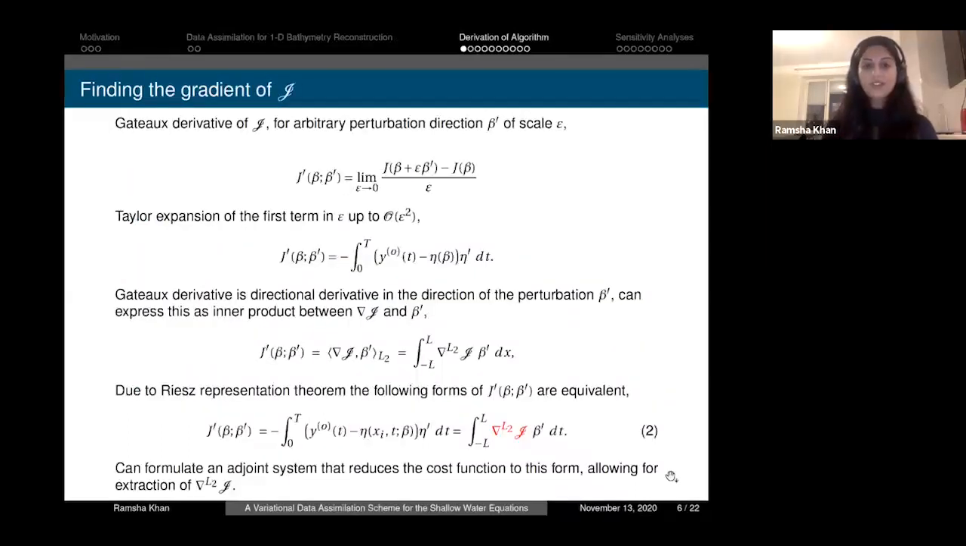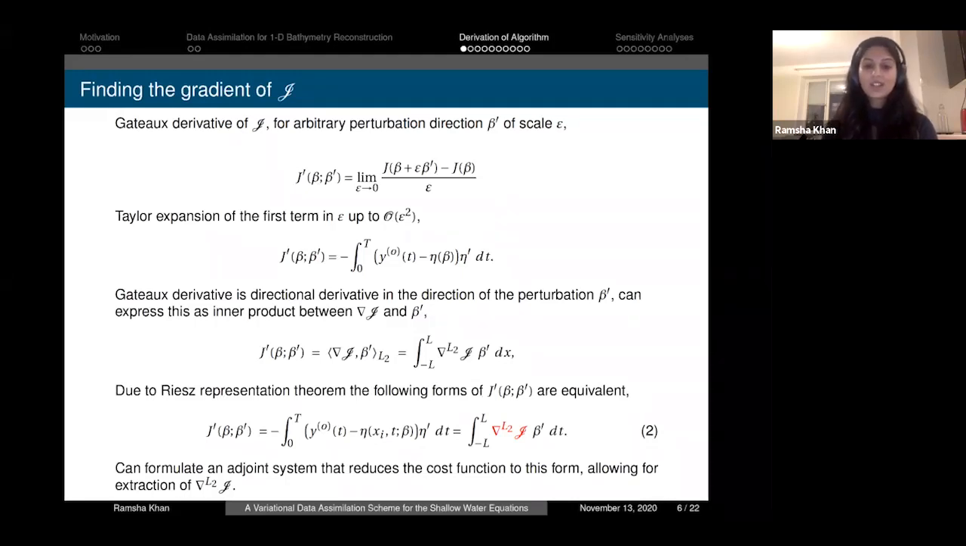And so the first thing we do is we use the Gateaux derivative, where basically we look at the derivative of our cost function J with respect to beta, given some arbitrary perturbation beta prime. And then taking perturbation expansions to linear order, we can rewrite it in this way here. And the reason we do this is because since this is a directional derivative, we can write this as an inner product between the gradient of J and the perturbation beta prime.